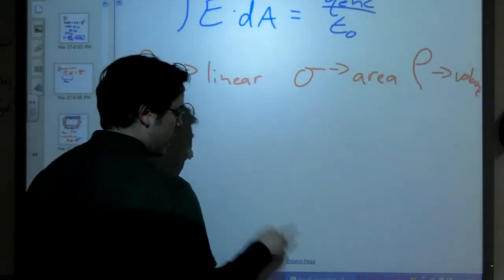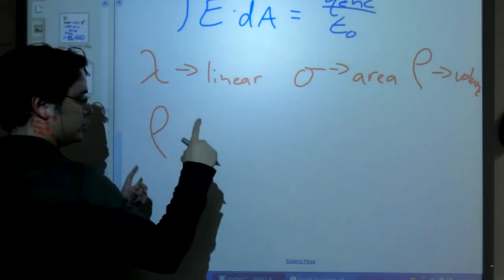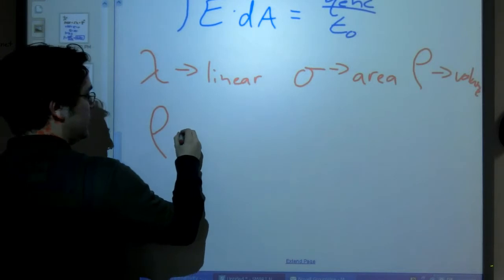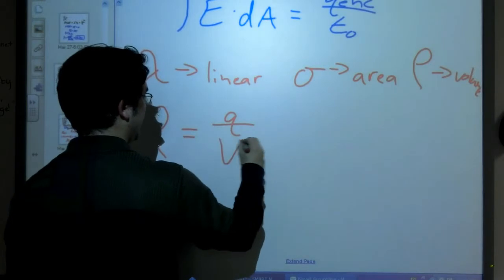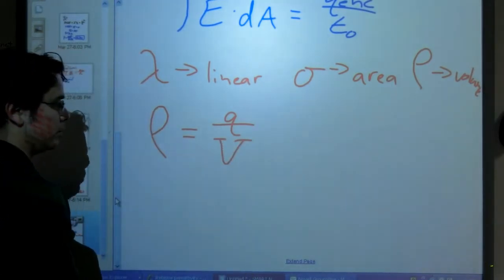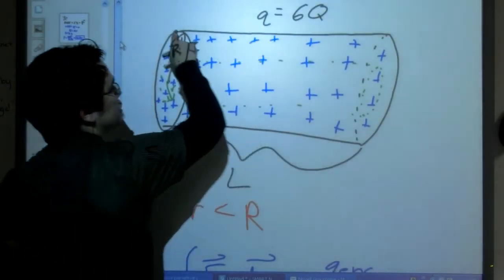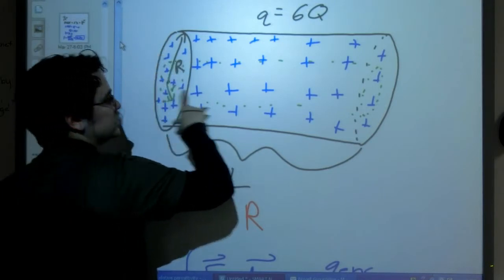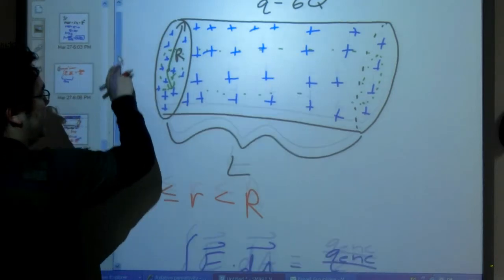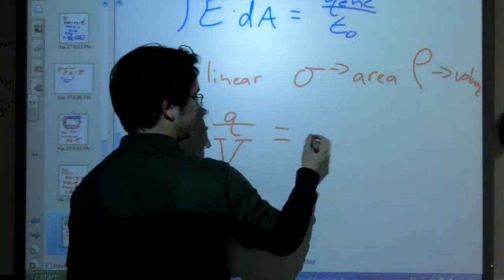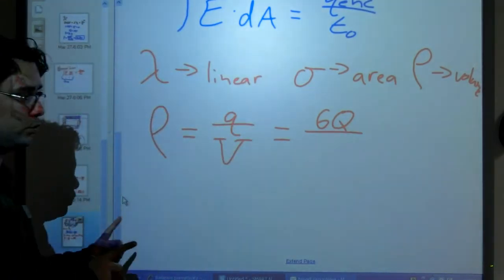Okay, so I want to find my charge density. I'm dealing with a three-dimensional object here, and it's uniformly charged across it and throughout it. So I know that my density is my charge, Q, divided by my total volume. In this case, I have a total of 6Q distributed uniformly over this entire section, which has a radius capital R and a length L.